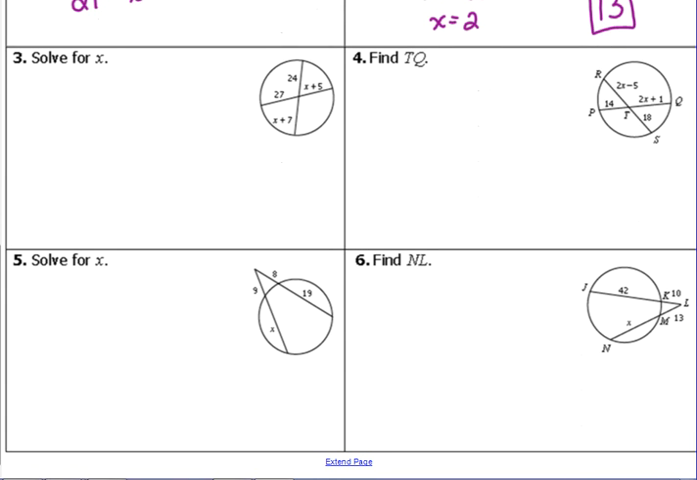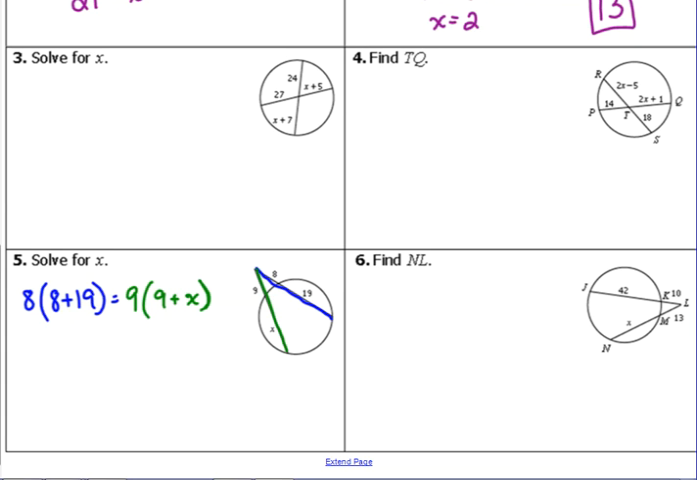Let's look at type 2, number 5. Number 5 is type 2. When we've got two parts that are outside the circle, let me color code actually. I'll do this segment in blue. So it's the little piece times the whole thing. So 8 times 8 plus 19 is equal to the other part. It's the little piece times the whole thing. So the whole thing here is 9 plus x.